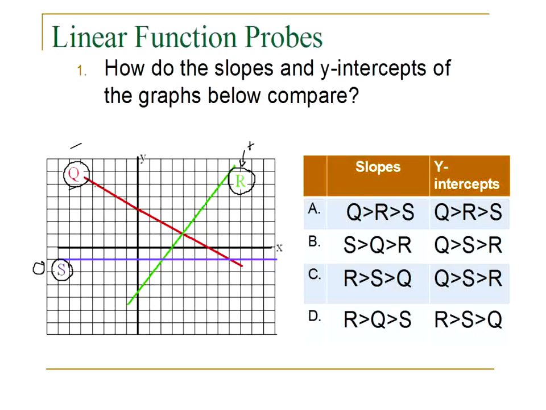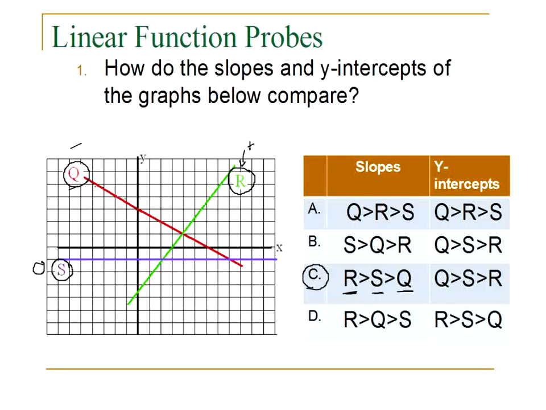So right away, I can look at the slope values and I see r is greater than s, which is greater than q. And so the answer is C. I didn't need to calculate anything here. I can just do this by inspection.